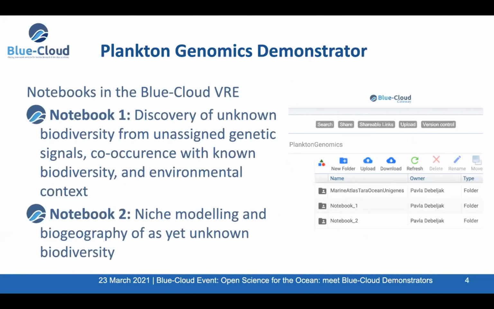So the Plankton Genomics demonstrator is focusing on 2 notebooks and on this discovery of unknown biodiversity. These notebooks are implemented in the Blue Cloud virtual research environment. In notebook 1, there's specific observation of unknown biodiversity from unassigned genetic signals, the co-occurrence with known biodiversity in environmental context. And notebook 2 is based on the identified unknowns in notebook 1 and more detailed into niche modeling and the biogeography of these unknown biodiversity.